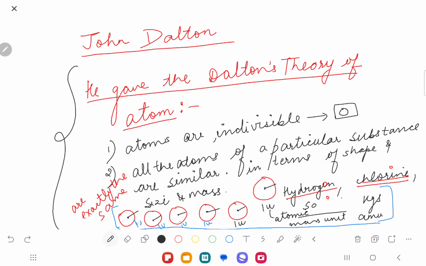So Dalton gave his theory of the atom, and the first point was that atoms are indivisible. The second part is that all the atoms, let's suppose we are talking about hydrogen, all the hydrogen in the universe, according to Dalton, all the atoms are spherical, and all are similar in terms of shape, size, meaning their radius, and their mass is also exactly the same. Understood or not? Understood. Right? Okay.